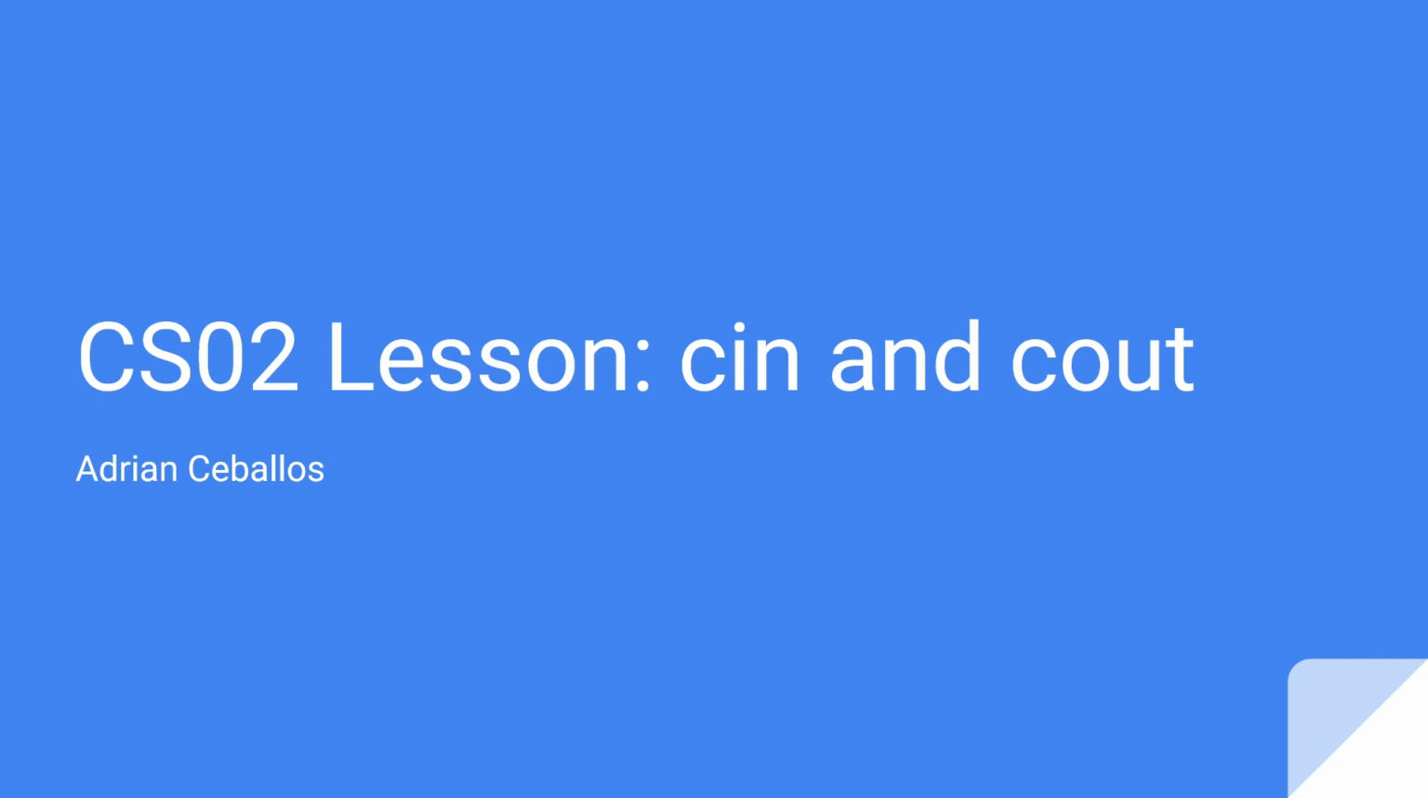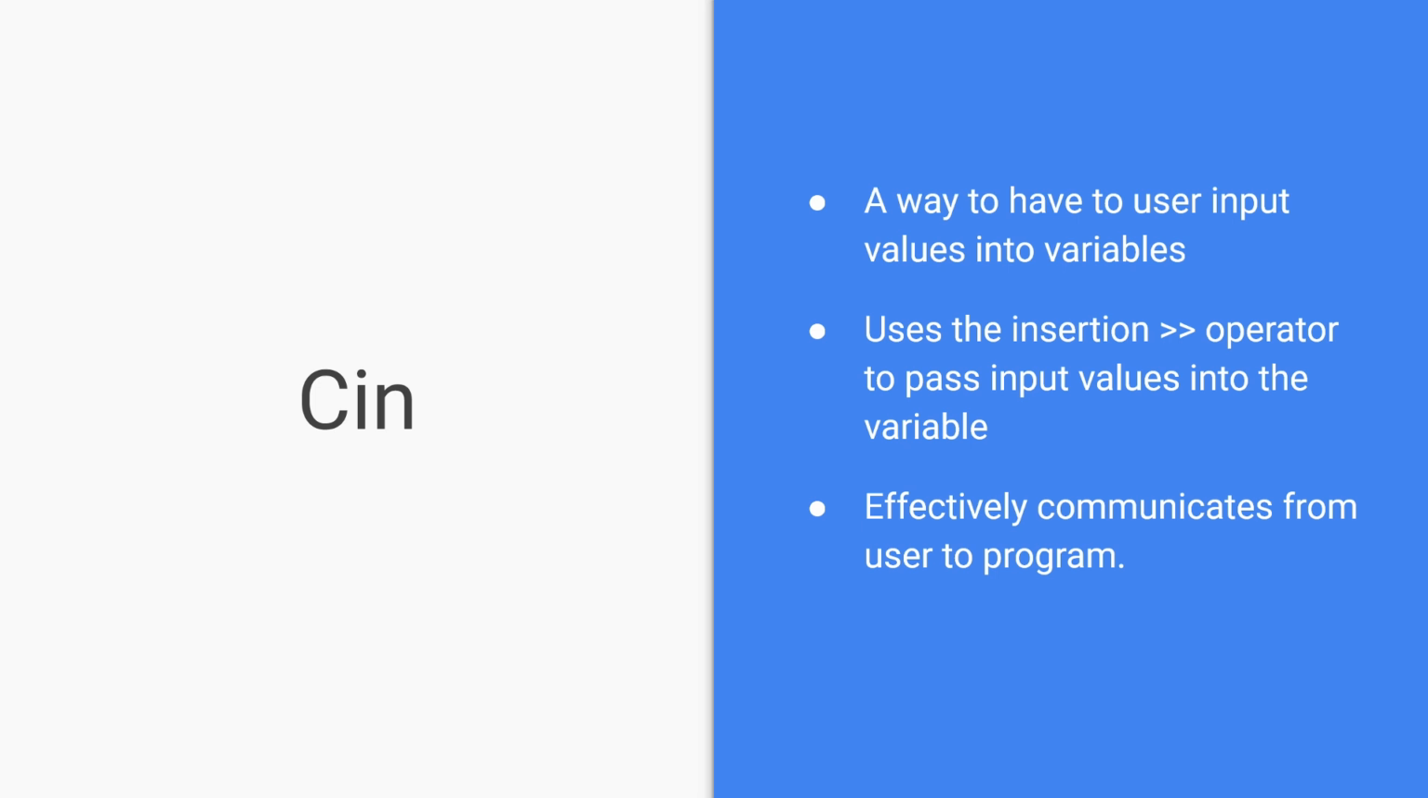Hello, today I'll be going over Cin and Cout. So Cin is a way for a user to input values into variables. You use the insertion operator, two arrow keys to the right, to pass input values into the variable, and it effectively communicates from the user to the program.